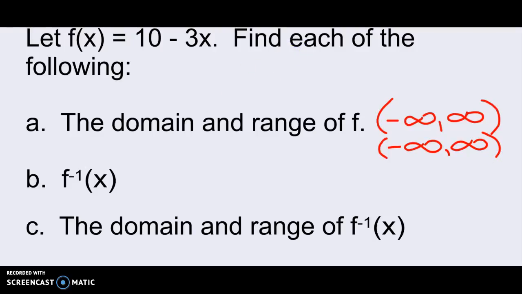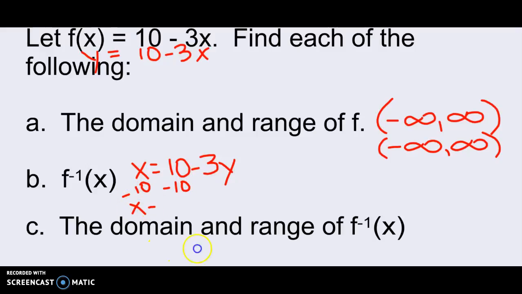All right, now let's try to find the inverse of the function f. So go ahead and turn your f of x into a y. So this is y equals 10 minus 3x. We're going to change our x's and our y's. So we've got x equals 10 minus 3y. And the very next thing you do is just solve for y. So I'm going to subtract 10, and I get x minus 10 is equal to negative 3y.